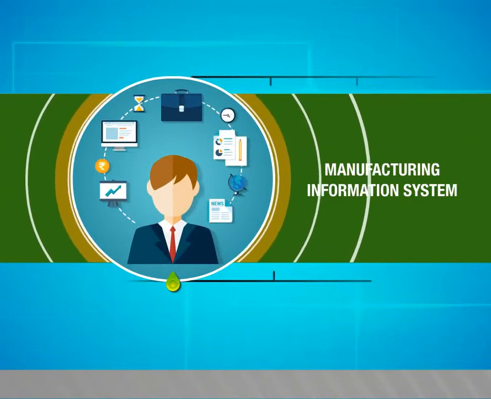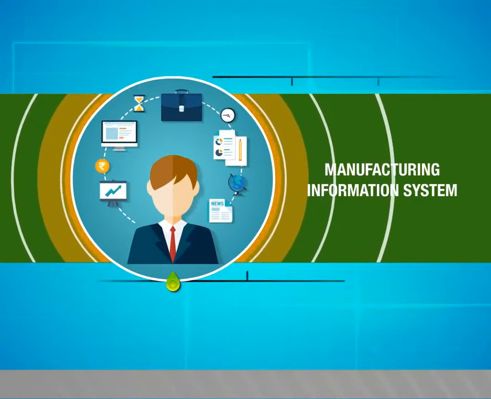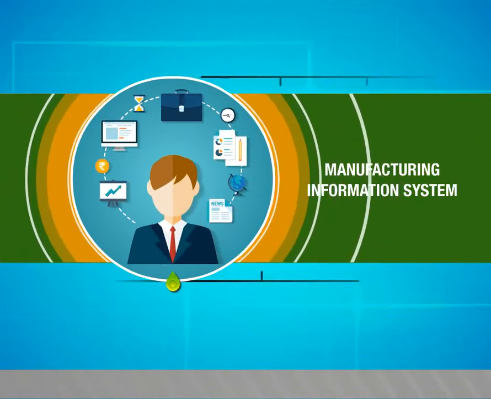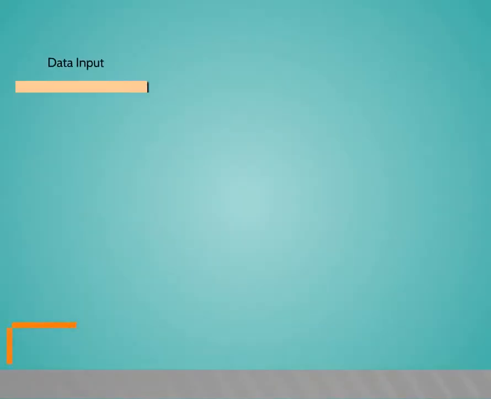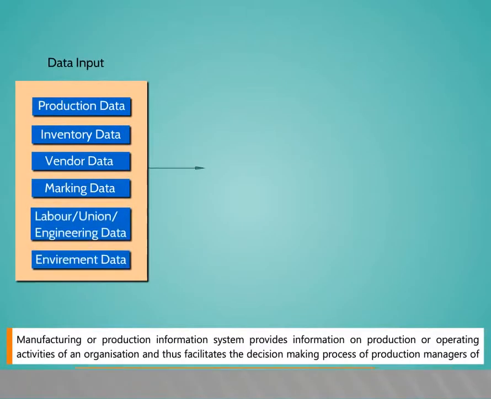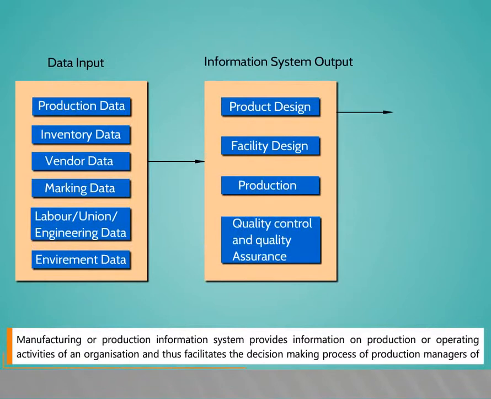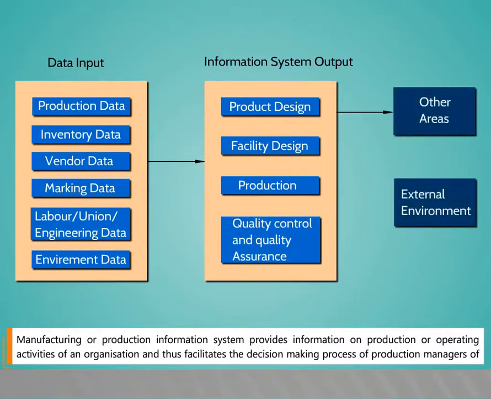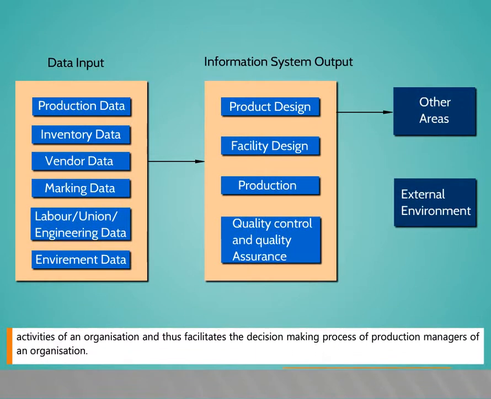Manufacturing Information System. In this video, we are going to see about Manufacturing Information System. Manufacturing or Production Information System provides information on production or operating activities of an organization and thus facilitates the decision-making process of production managers of an organization.